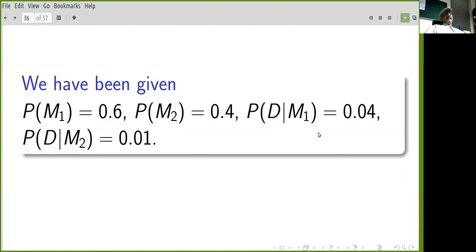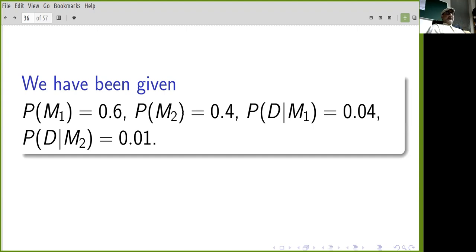What have we been given? Machine 1 produced 60% of the widgets. So the probability of M1 is 0.6. Machine 2 produced 40% of the widgets. So if all of the widgets were coming in and we picked up one of them at random, there's a 0.6 probability that it was made by machine 1 and a 0.4 probability that it was made by machine 2.